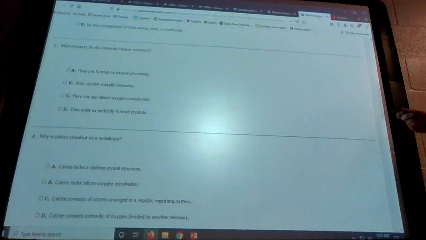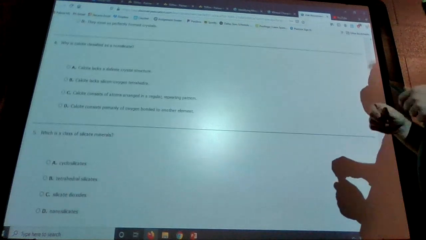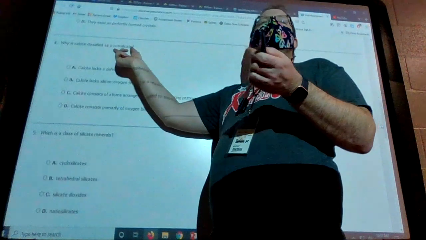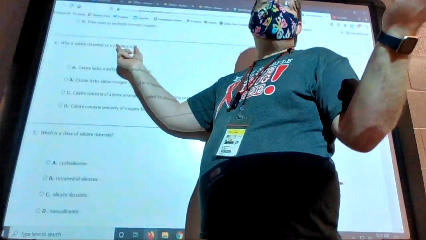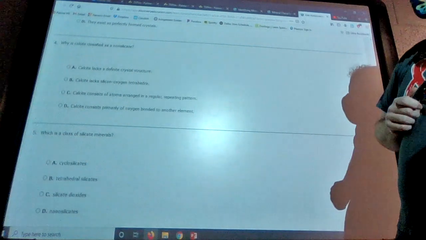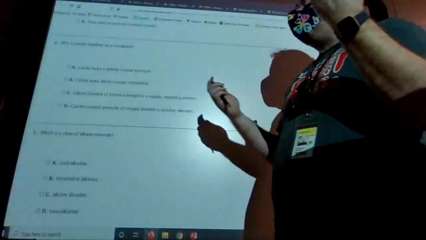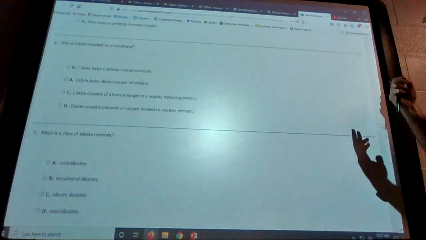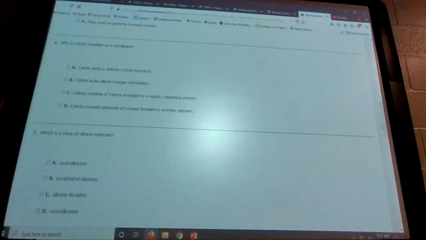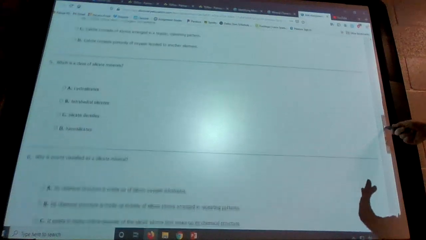Why is calcite classified as a non-silicate? Well, silicates have silicon and oxygen. Calcite doesn't have silicon. It has calcium and oxygen. And so without that silicon-oxygen molecule, it's not going to be considered a silicate. So silicates have to have that silicon-oxygen tetrahedron, and if you don't have that, you're not a silicate.